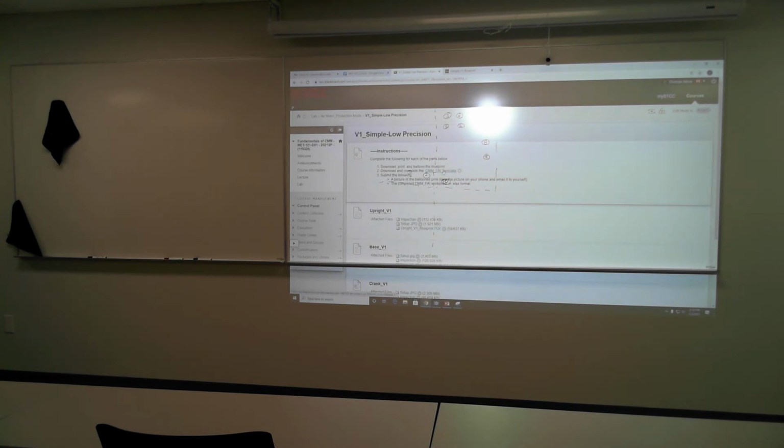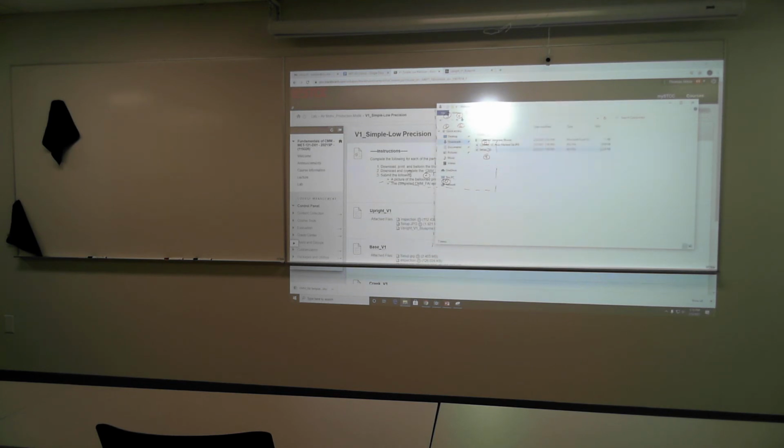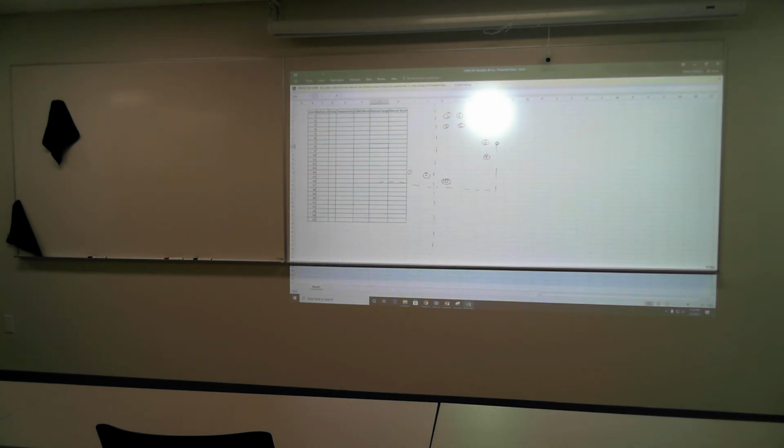Let's open up our CMM FAI template. If we click on that, it'll automatically download. This is an Excel file, so you will need Excel to be able to do this on your home computer. If you have a really hard time getting Excel, I suppose I can make you a PDF form that would do the same thing.